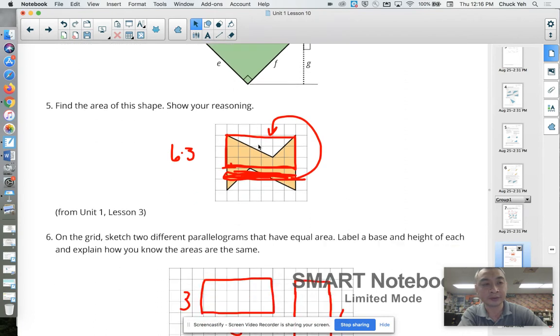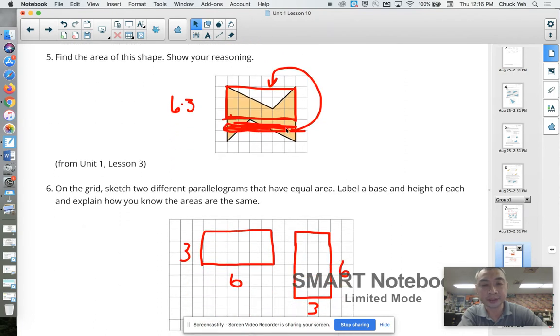We didn't have to do number 4. Number 5, what you can do is take this part on the bottom here and place it on the top. Then you have a 6 by 3 rectangle. So the answer is 18.